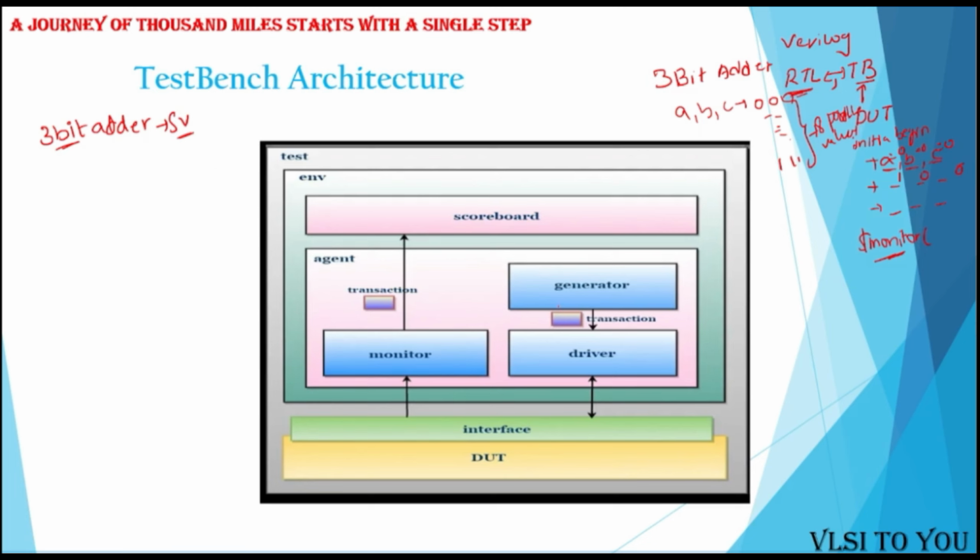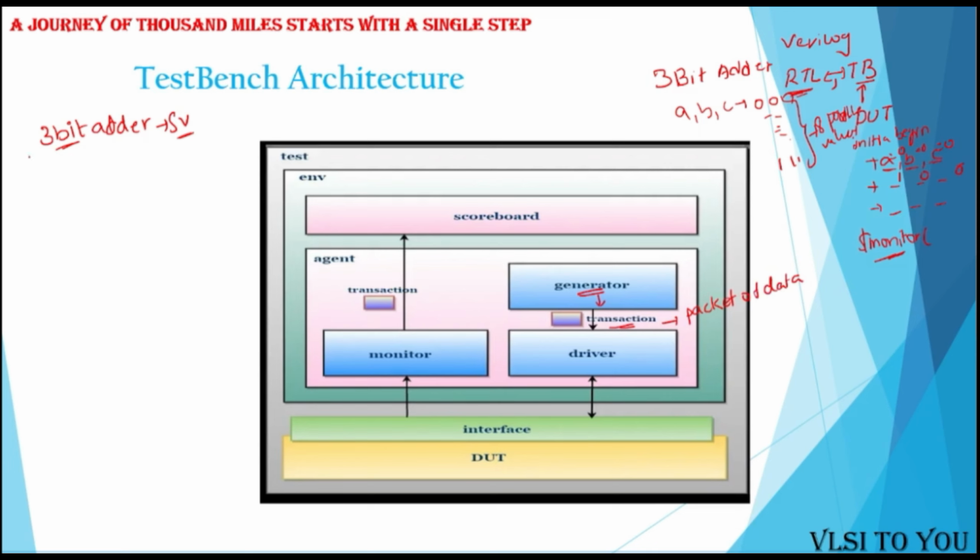Now what happens? The generator is a block. Whatever code you write in the generator block will generate the values, which are called transactions. A transaction is nothing but a packet of data. So what does this packet of data mean?